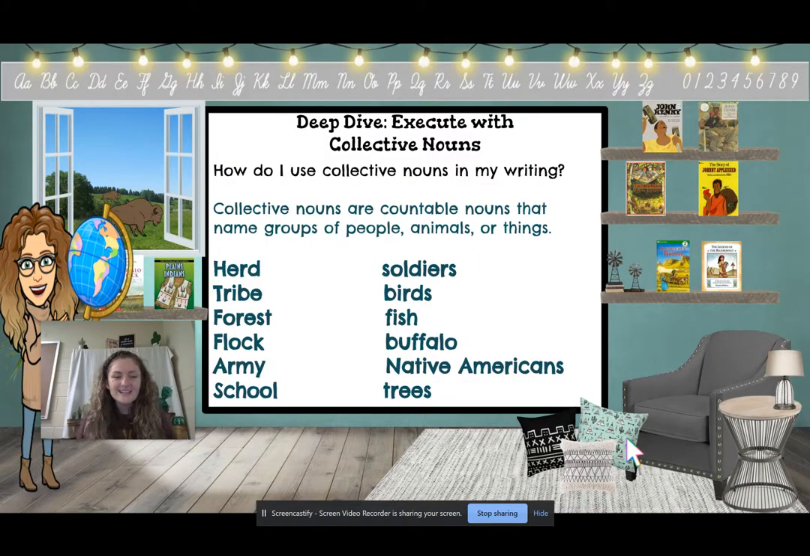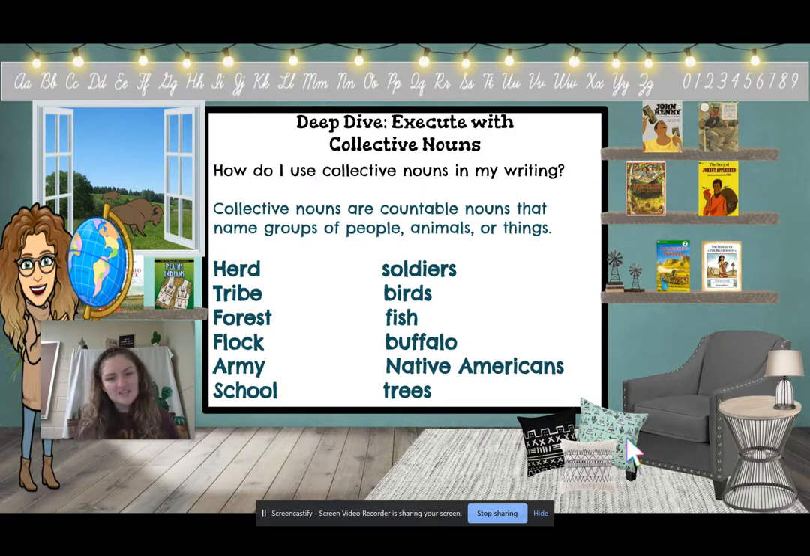All right, and as we wrap up our lesson with a deep dive, we're going to be talking about how we can use collective nouns in our writing. Now, remember, yesterday we did some imagining. We closed our eyes and thought about these collective nouns and what they would look like. So, writers use collective nouns to help readers paint a picture in their head of what is happening, of what these collective nouns look like.